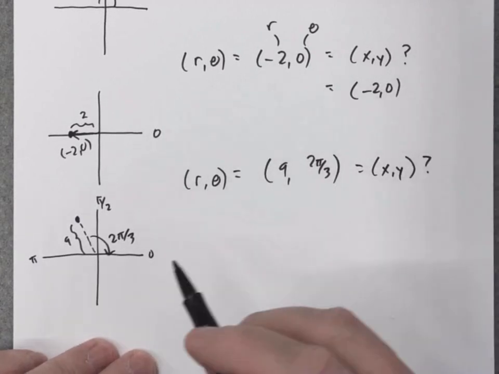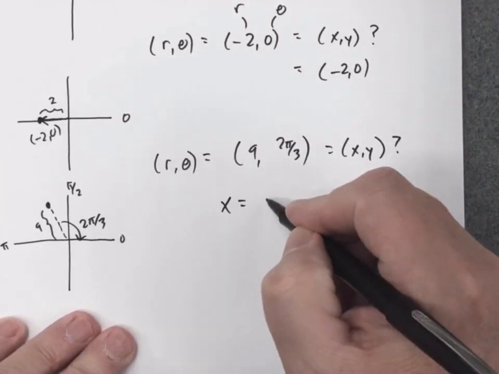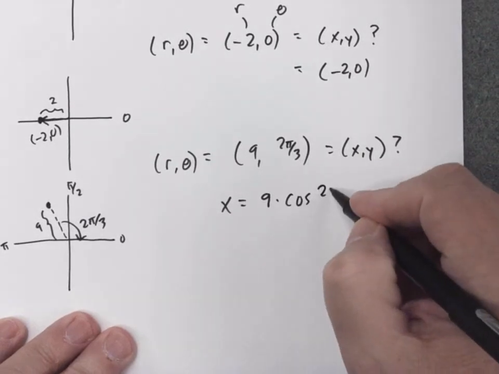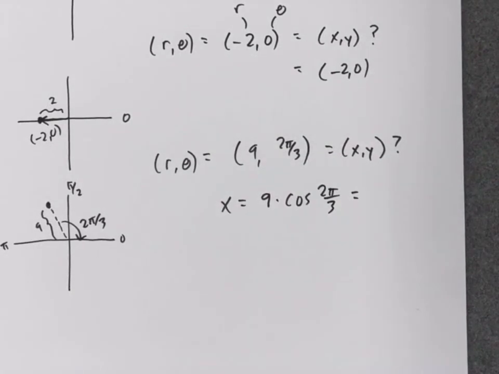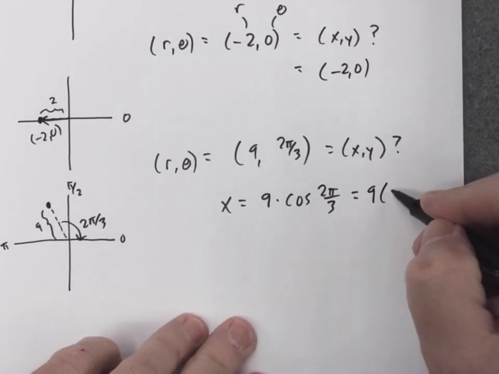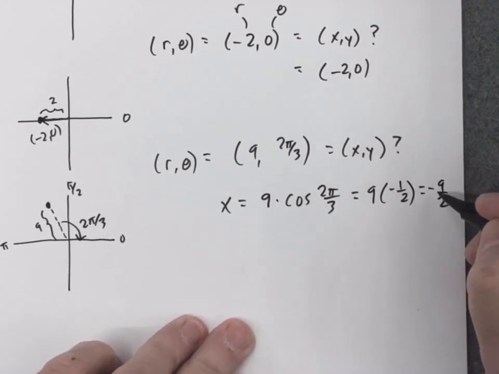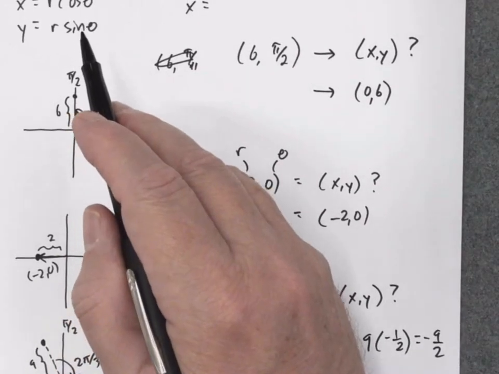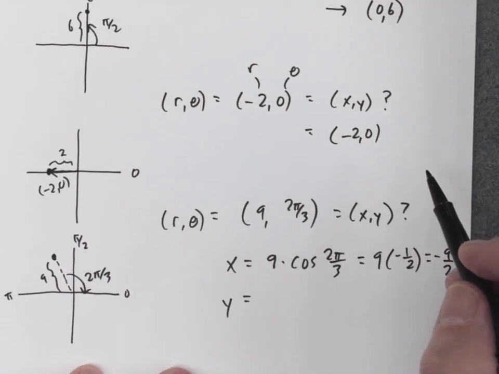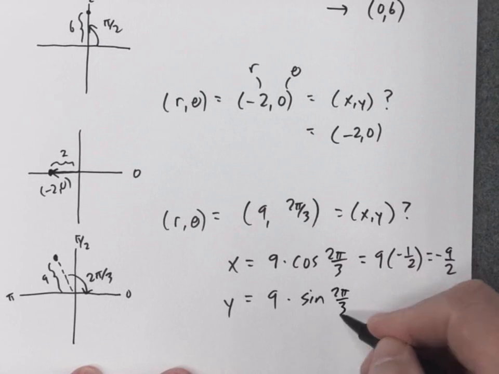So now, what is this going to be in rectangular coordinates? Now we actually will need to use our equations up here. X equals r cosine theta. X equals r times the cosine of 2 pi over 3. Now they want exact values here. This is a special angle. If you look at your unit circle, cosine of 2 pi over 3 is negative 1/2. So the value of x is negative 9/2. Y is r sine theta. So r is 9 times the sine of 2 pi over 3.